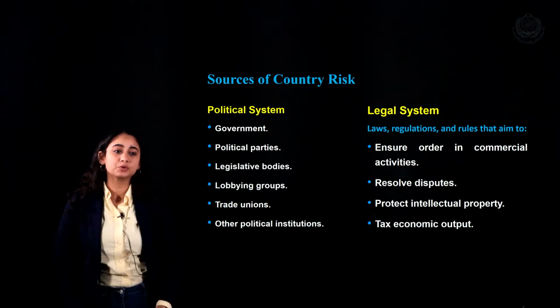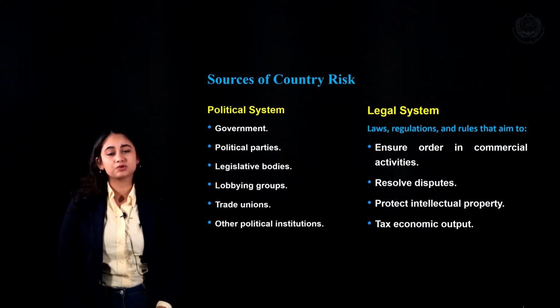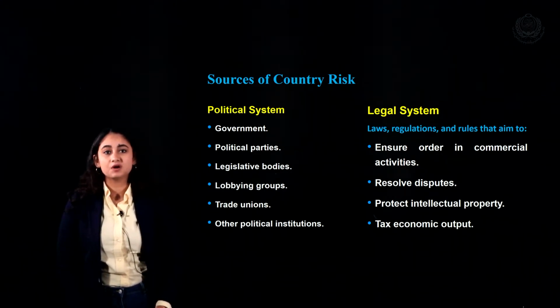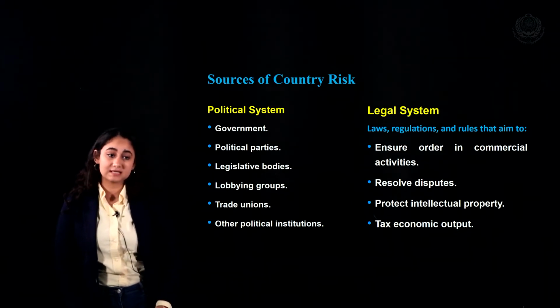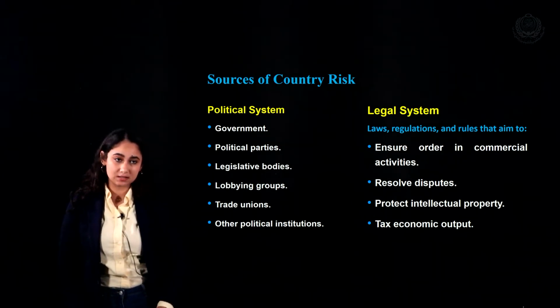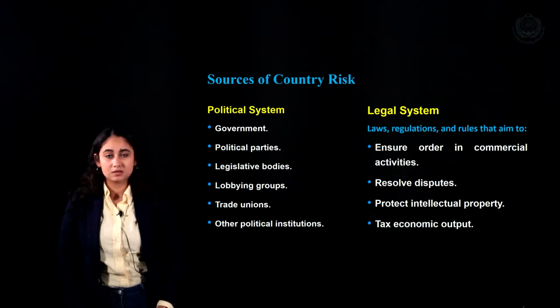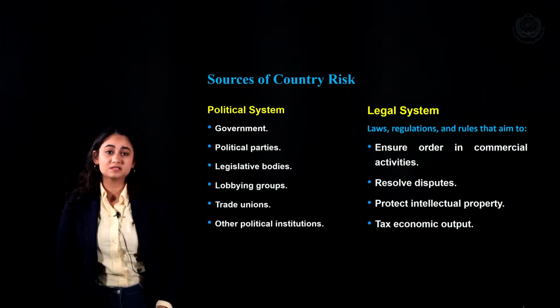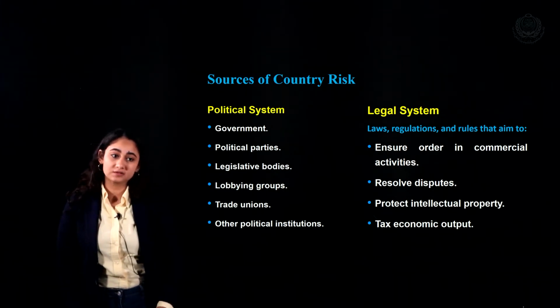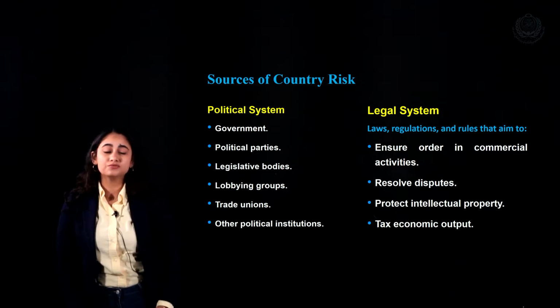When we are talking about the political system, some risk that could arise is from the government. If the government keeps changing from time to time, this can cause huge instability in the political system, in the political environment, and this causes disturbance in operations and in the way businesses can operate and enter foreign markets. So therefore, the political parties, the legislative bodies, the lobbying groups, the trade unions, all of these political institutions have a major impact on political stability.